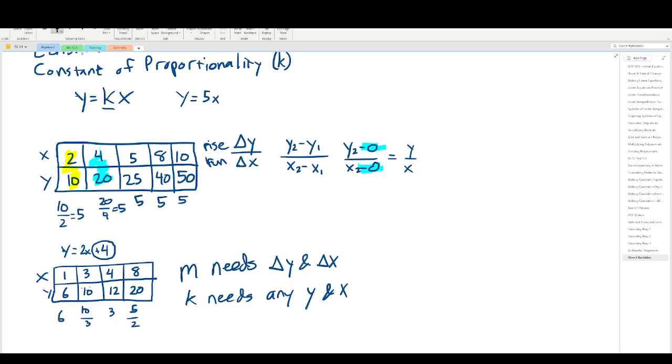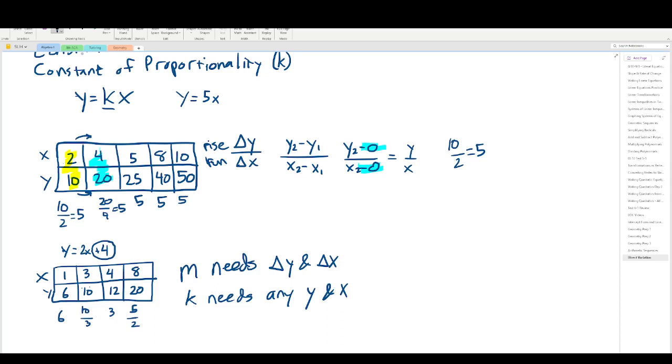And as a final note, if you did change in y and change in x, it would still work with a direct variation as well. So if I did go from 10 to 20, that's plus 10, and 2 to 4 is plus 2. So then I would do 10 over 2, and I would get 5 as well. So you can do change in y and change in x, you just don't have to do it for a direct variation.